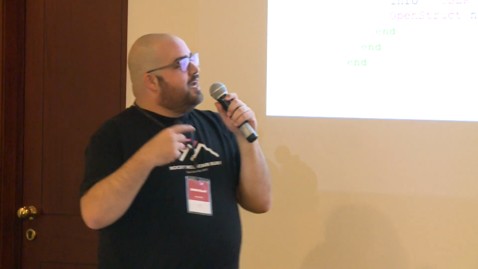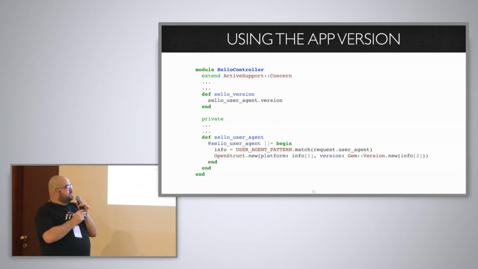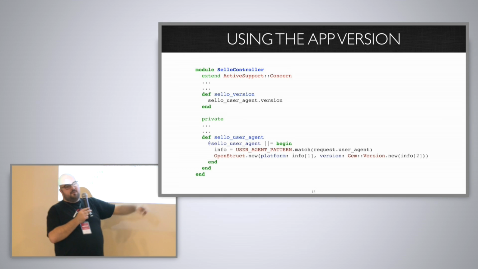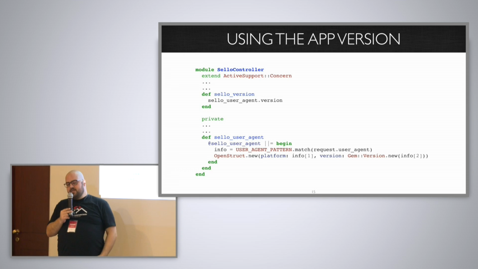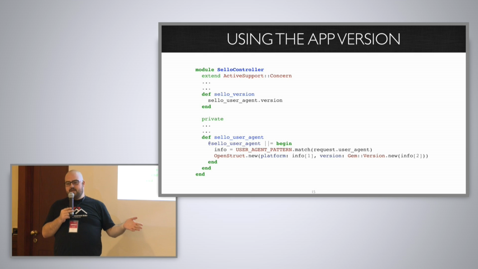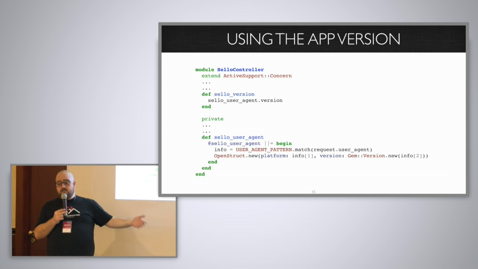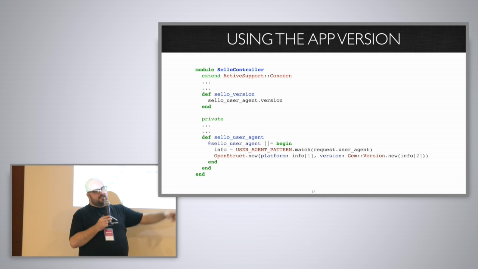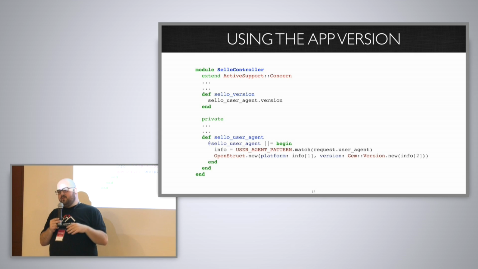The next step is setting the app version. So we want to know what the version of the app is. In our case, our user agent pattern has two groups, and we know we can split it up this way. The first group that it matches is the platform. For us, that's either iOS or Android. You can certainly add as many as you want and any variations of them. And then we use a gem version because it does all the goodness you want for matching versions.